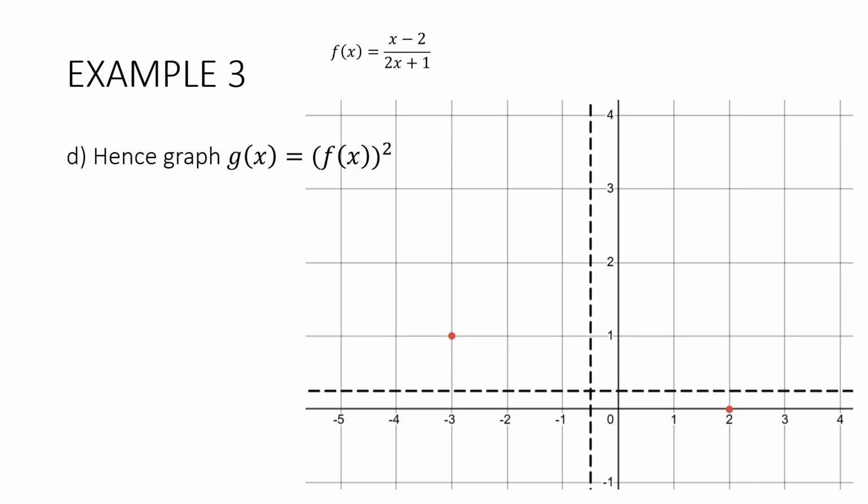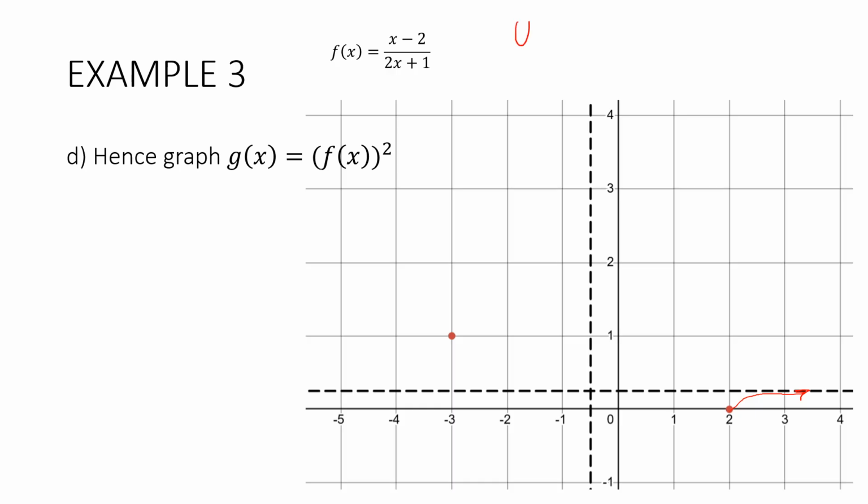D, hence graph g of x is equal to f of x all squared. So on the right hand side, greater than 2, it's going to tend up towards that asymptote, like that. In between 0 and 2, it's going to be positive. So we're going to take the y value and we're going to square it. We'll end up with a positive number.